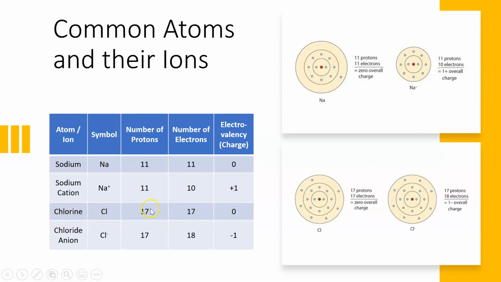Chlorine, that's the balanced chlorine atom. The chloride anion has 17 protons but has gained an electron, so it's got a negative charge because it's got more electrons. That is all for this revision video.